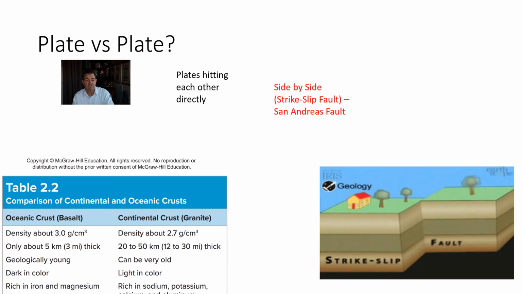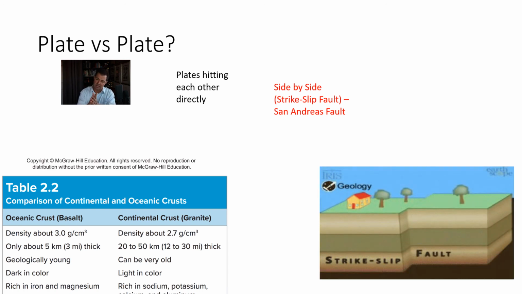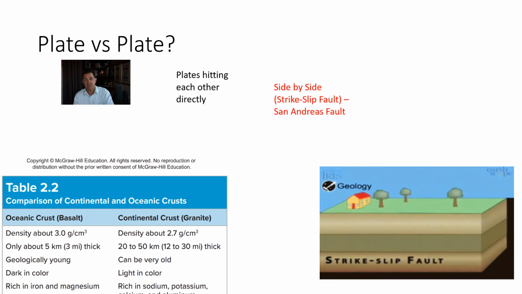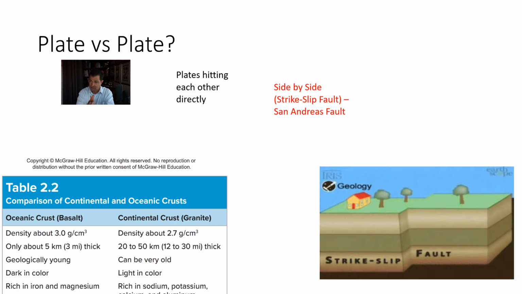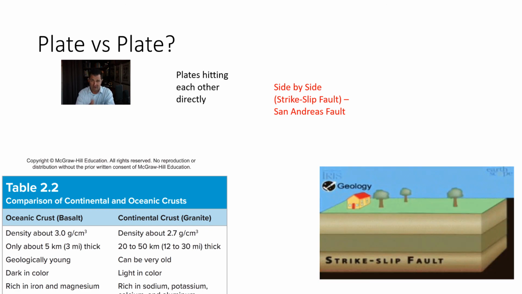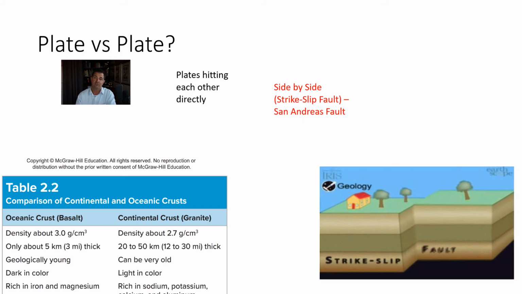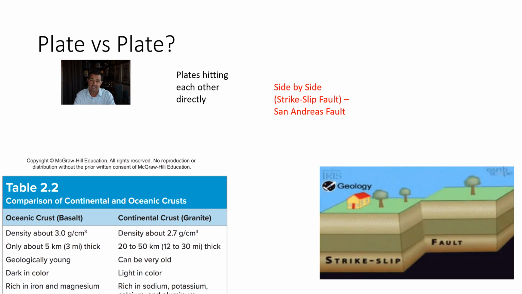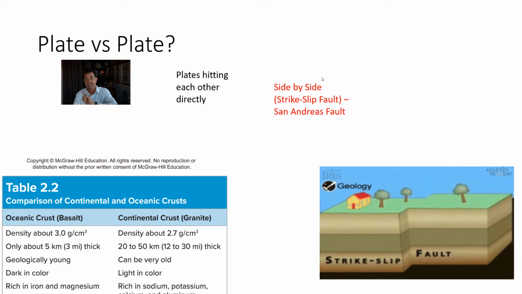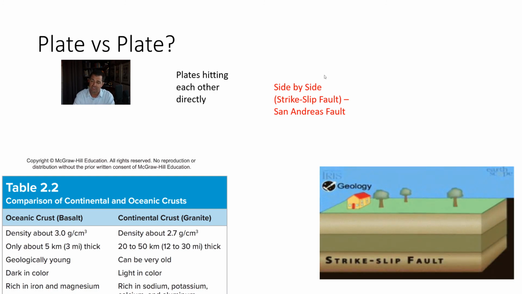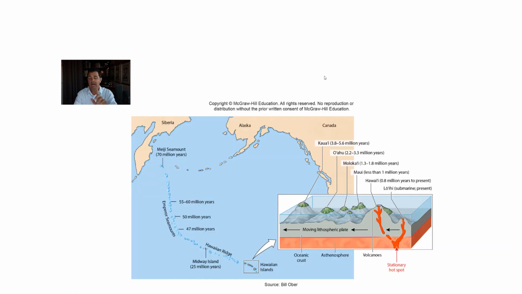Again, a couple of inches per year. But because they're pushing against each other, every now and then the force that's holding it in place is too great and it slips. And whenever it slips, that creates the scenario for an earthquake. And once again, the San Andreas Fault is a good example of that.